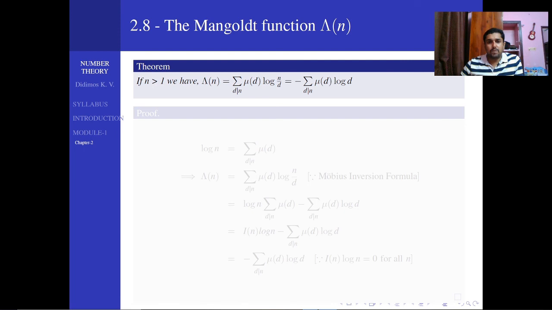Now, if we use the Mobius inversion formula on this divisor sum formula, we can get a formula for lambda of n. This is a useful formula. We will use it later.